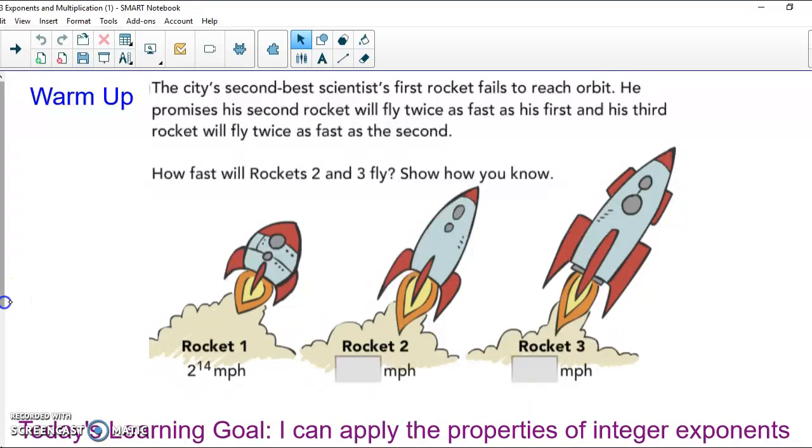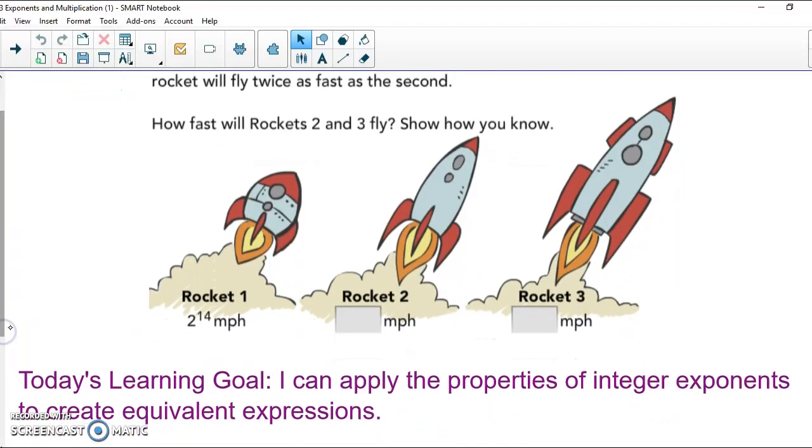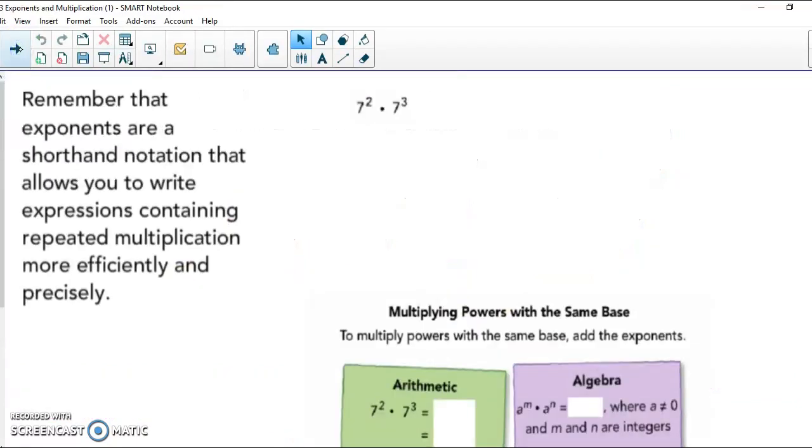Our learning goal for today, and I think we'll skip over this warm-up and talk about it maybe in class, is to apply the properties of integer exponents to create equivalent expressions. So we're taking a different look at what we're doing versus yesterday's lesson. So let's check it out.